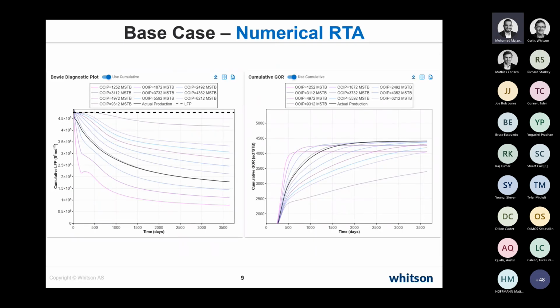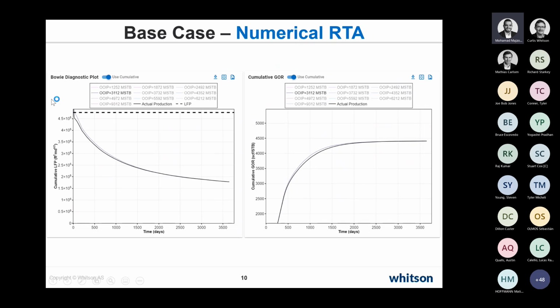Okay, this is also now how it would look in the numerical RTA, where here I'm running 10 models in the background. So I have 10 type curves with different OIPs, and then I have to pick the curve that gives me the best OIP, and I have to pick an LFP, and the LFP is fairly close to what we had from the model, around 460,000, and the OIP of 3.1 million barrels.